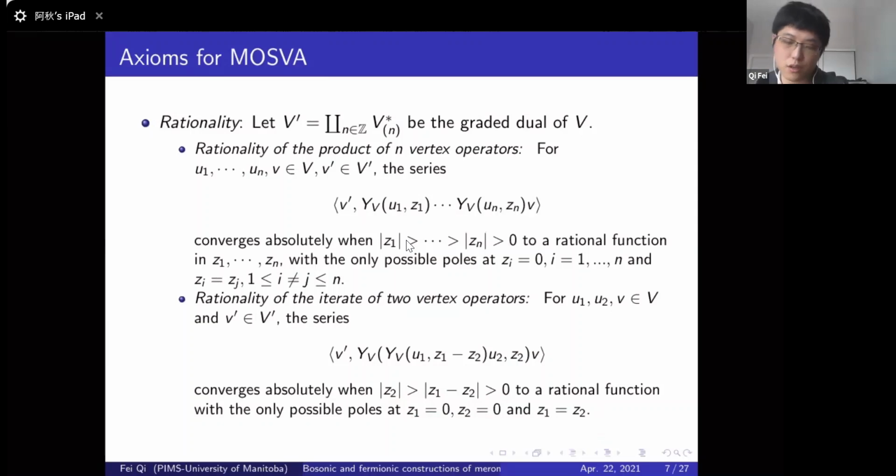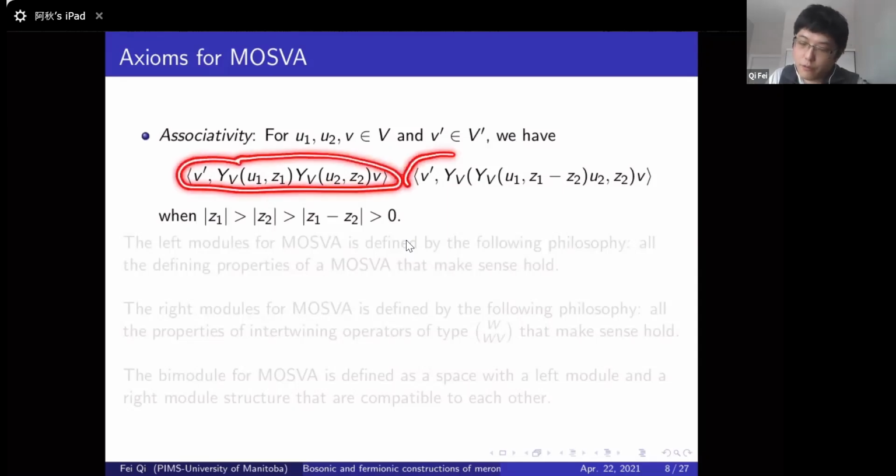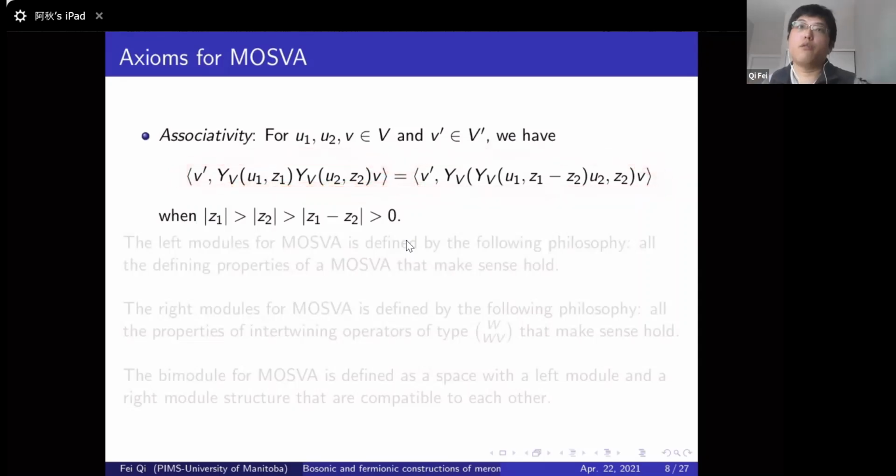Okay, so this is the fourth set of axioms. And the final set of axioms is associativity. So basically the product and the iterate of the two vertex operators should coincide in their common region of convergence. So basically speaking, the rational function of the left-hand side should coincide with the rational function of the right-hand side. So those will be the axioms for the meromorphic open string vertex algebras.